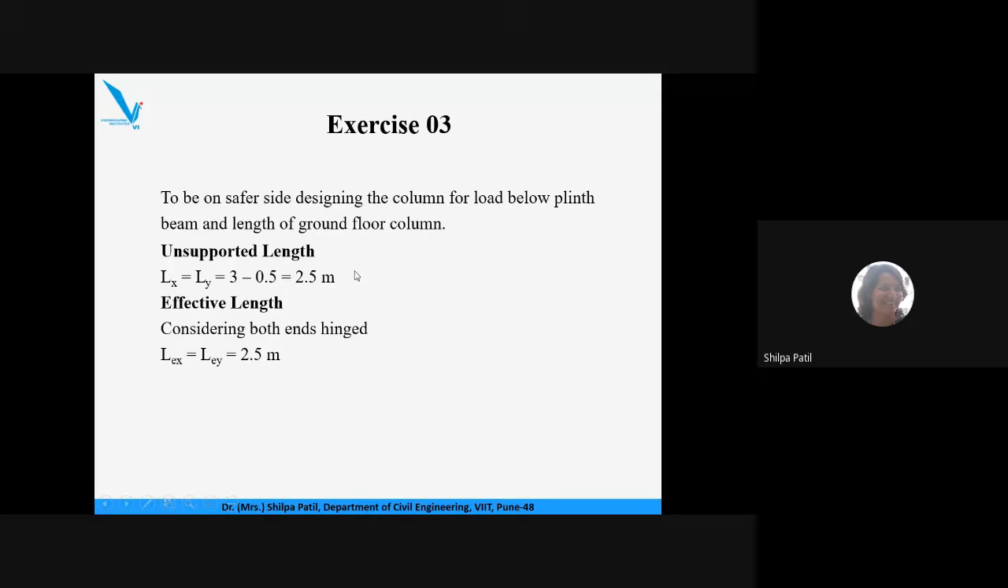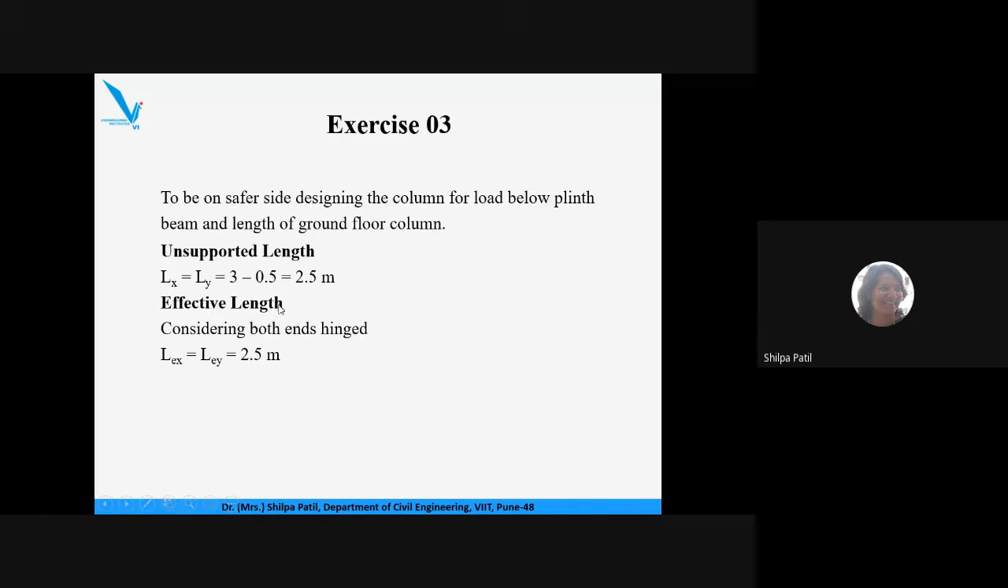Now the unsupported length of the column is calculated as 3 minus 0.5. Now why is this 0.5? Can anybody explain to me? Depth of beam. Correct. We always calculate the unsupported length below the shallower beam. This clause we have already discussed yesterday. So the total floor to floor height is given as 3 meters. Subtracting the depth of the beam from this, we will get the total unsupported length of the column.